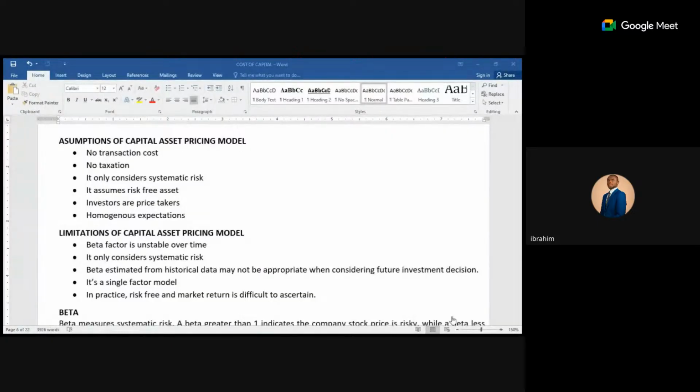Because you don't know, this is FM. It is the first time ICAN will bring FM. So in ICAN, not in ACCA, you don't even know how they want to set the question. That is why I have to expose you, class, to the worst case scenario that you could see.